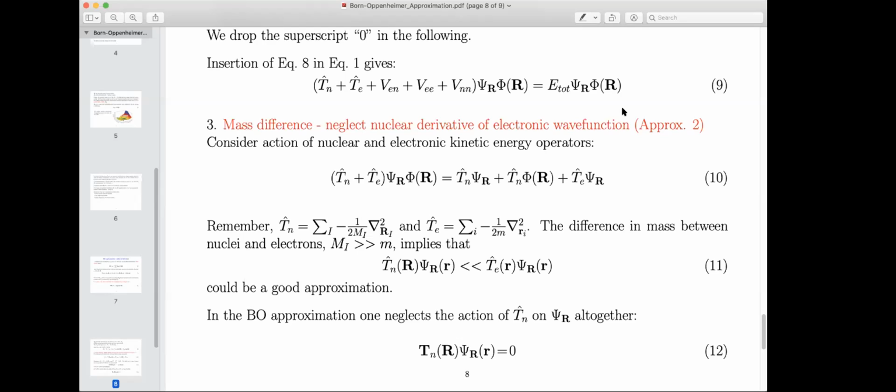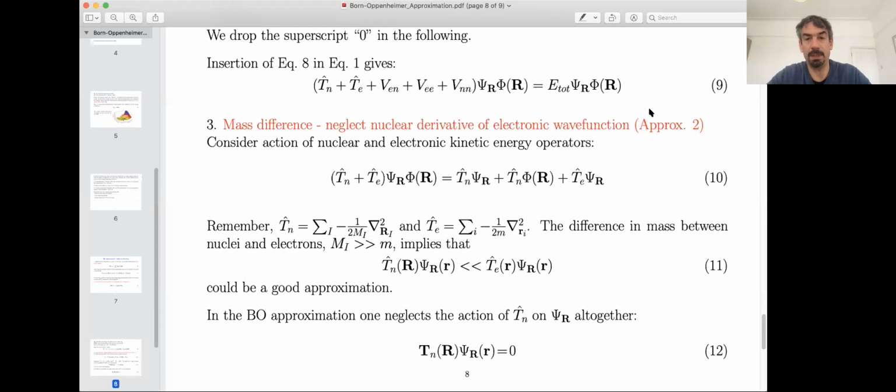Hi, Jochen. You also mentioned that the approximation breaks down, and one of the conditions you mentioned is when the electronic states are degenerate or nearly degenerate. Would you be able to explain a bit more about why that is? Yeah, that's a good question.